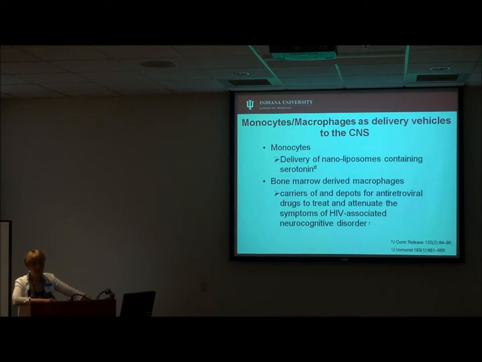So we decided to do the same thing we had just done with the primary cancer and ask the question whether we could deliver nanoparticles to the brain using the monocytes. And we actually had some ideas that this might work. There were two papers that I read when I started this. One showing that you could deliver nanoliposomes containing serotonin to the brain using macrophages. And serotonin doesn't cross normally. And the second was using macrophages to carry and set up depots of antiretroviral drugs for people that have neurocognitive problems, secondary to HIV infection. And those work as well, at least in the animal models.